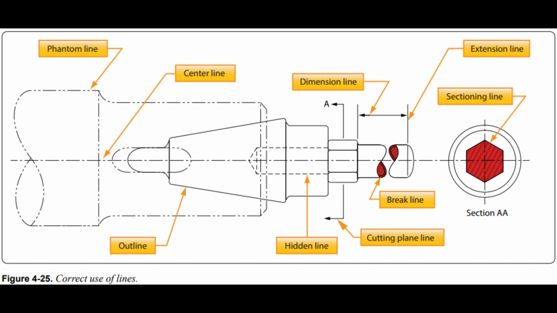Centerlines. Centerlines are made up of alternate long and short dashes. They indicate the center of an object or part of an object. Where centerlines cross, the short dashes intersect symmetrically. In the case of very small circles, the centerlines may be shown unbroken.